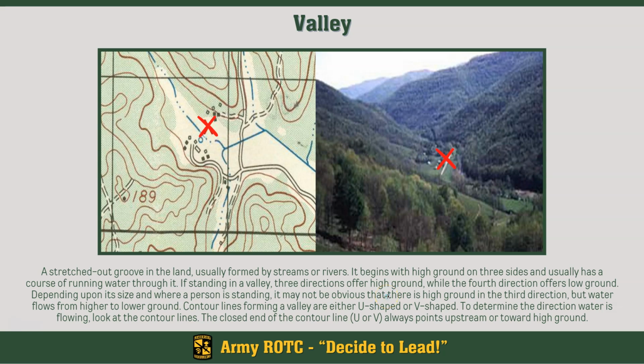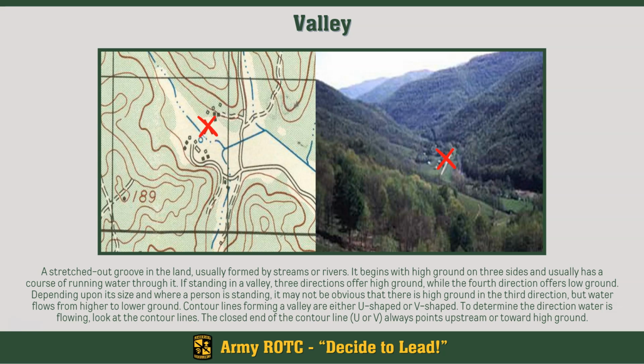Now it begins with high ground on three sides and usually has some sort of water running through it. So if you're standing in a valley, three directions give you high ground while the fourth direction is going lower. Depending upon the size of that valley and where you're standing, it might not actually be obvious that there's high ground in the third direction, but water flows from higher to lower, right? That's how we understand gravity. So the contour lines on a map forming a valley are either U-shaped or V-shaped. And to determine the direction the water is flowing, you have to use those contour lines to see where the elevation is going down versus up.